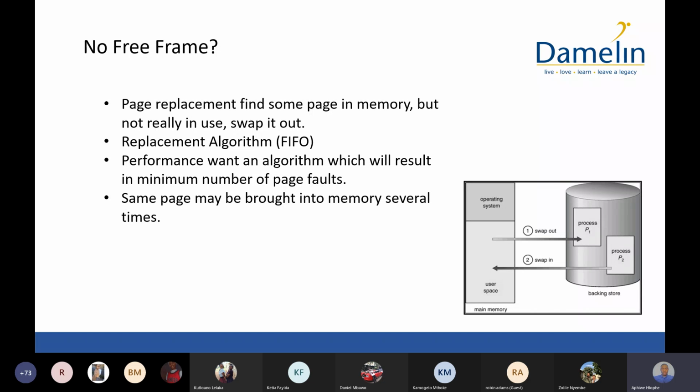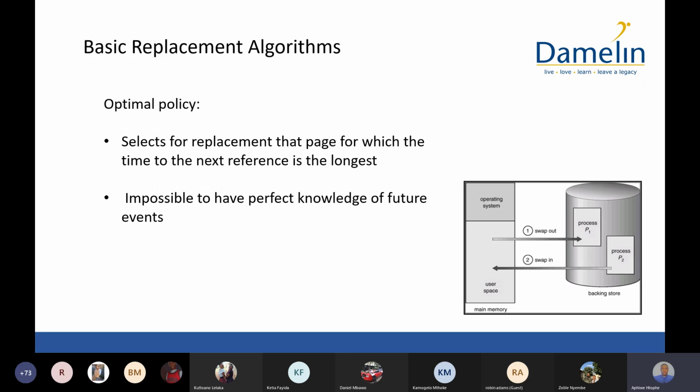Because remember, now we're not talking about allocation algorithms, which are different. We spoke about allocation algorithms in the previous lecture. All allocation algorithms are applicable if there are free frames. But now if there are no free frames, it means there's a need for swapping. And how does the CPU decide what to swap in and out? It uses an algorithm, and there are different types of these algorithms.